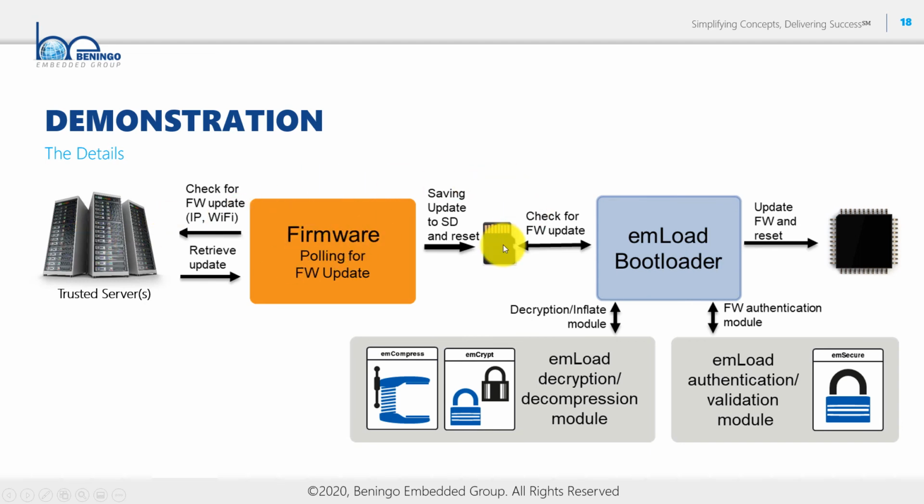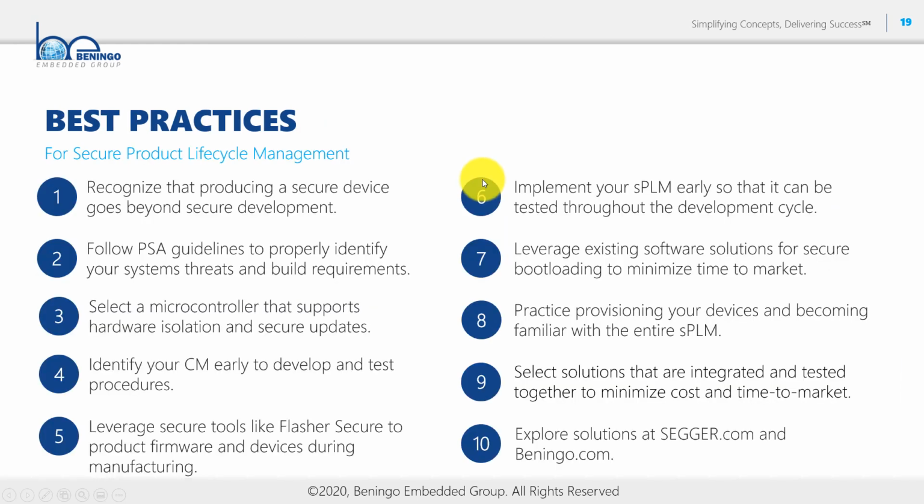When it finds it, it stores it locally. Then on a restart, mload goes through, it decompresses it, decrypts it, validates it, and then if everything looks good, we put it in the actual device, and we update ourselves to a new and improved version of the software and let it roll. So that's how that piece works.